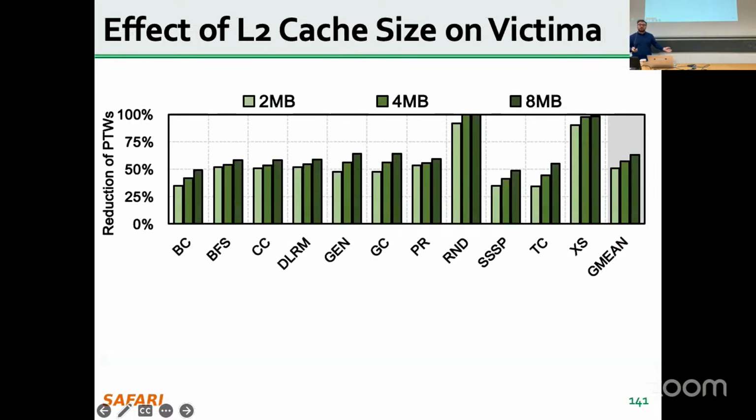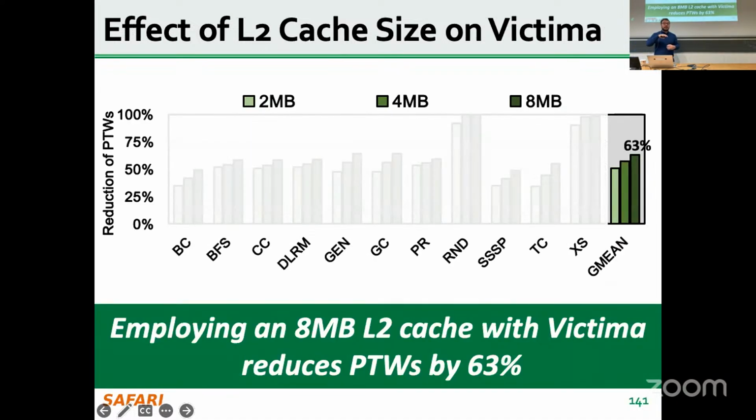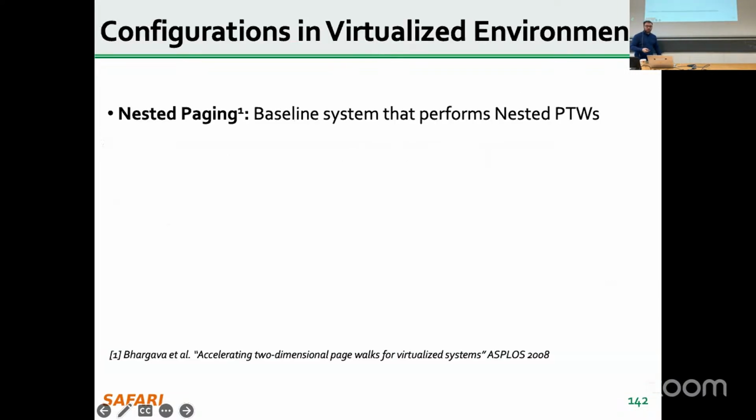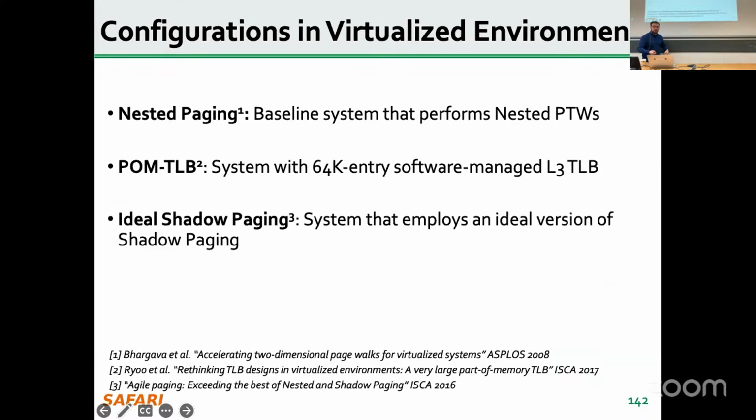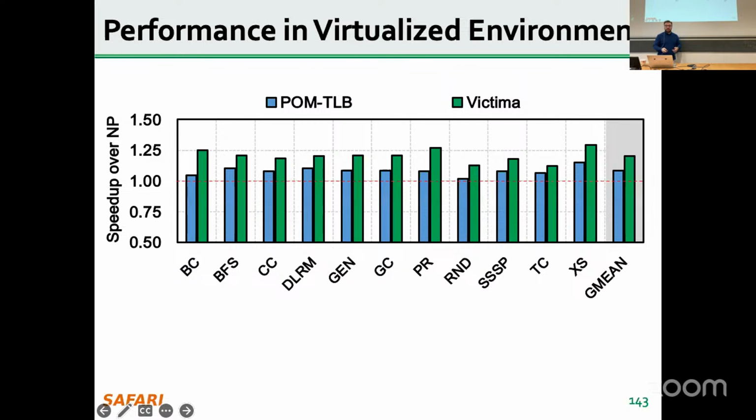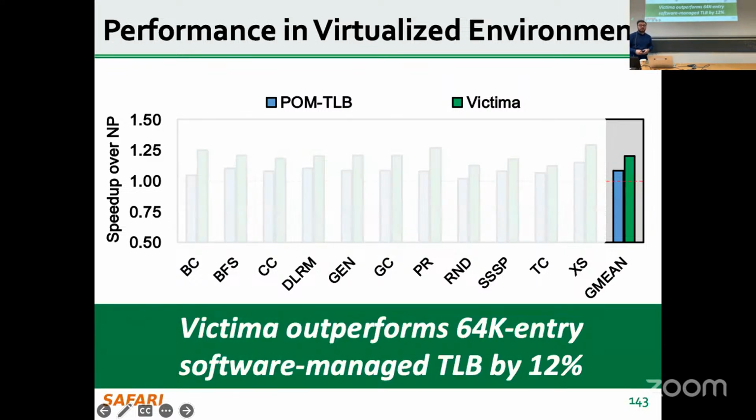What's the effect of the L2 cache size on Victima? We basically show the reduction of the page table walks as we scale the L2 cache size from 2 megabytes up to 8 megabytes. And we show that employing an 8 megabyte L2 cache with Victima reduces page table walks by 63% compared to a scheme that also uses 8 megabytes without Victima. And in virtualized environments, we use some state-of-the-art schemes, and we also demonstrate that Victima outperforms the 64K entry software managed TLB that I talked about before by 12%.